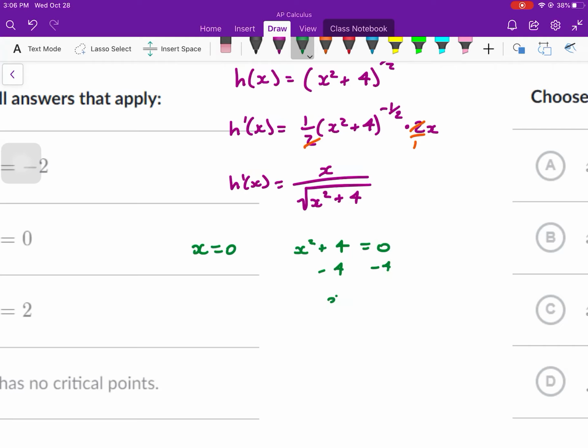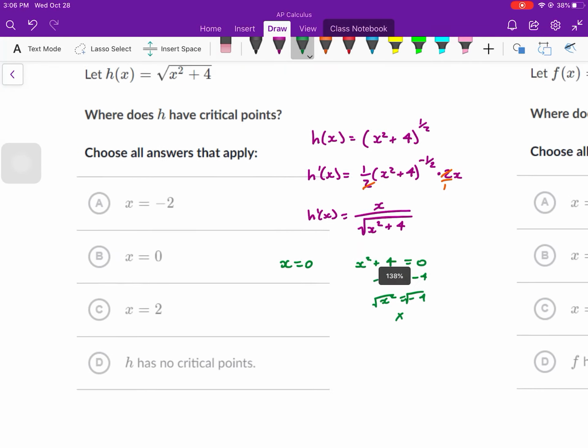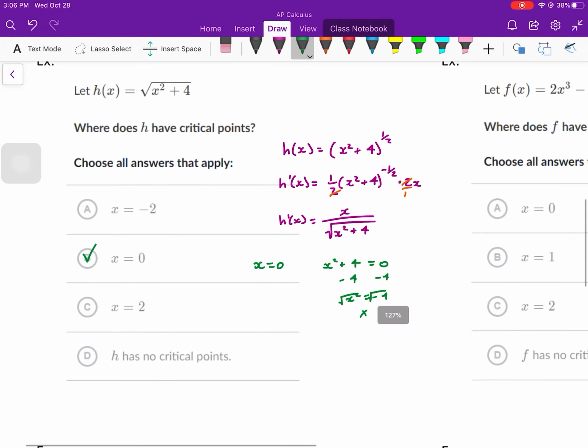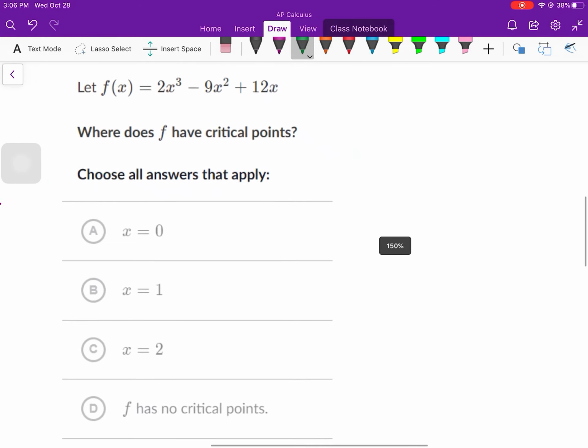So if we subtract 4, x squared equals negative 4, square root both sides, and there's no real value of x that's going to make that true. So that doesn't work. I'll put an x there. So our only spot is going to be 0. And that's the main idea. So this one's pretty simple.